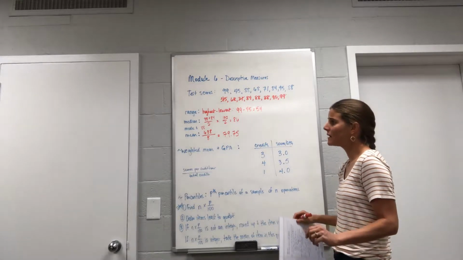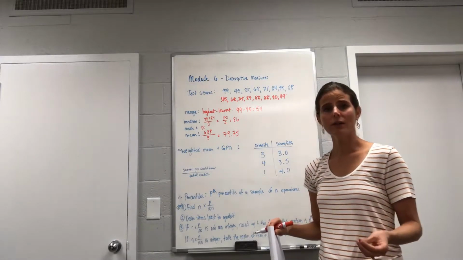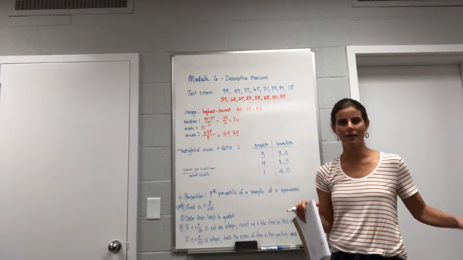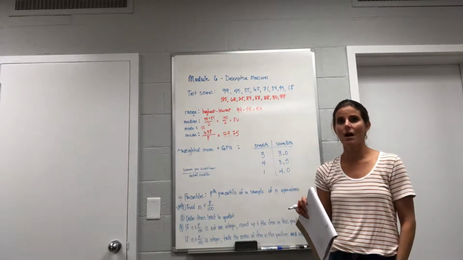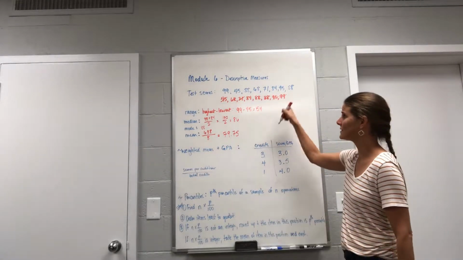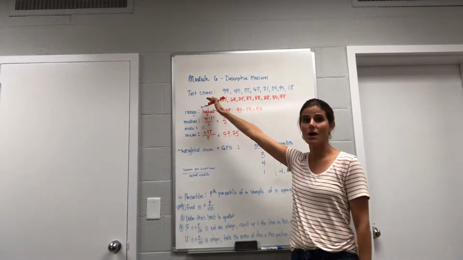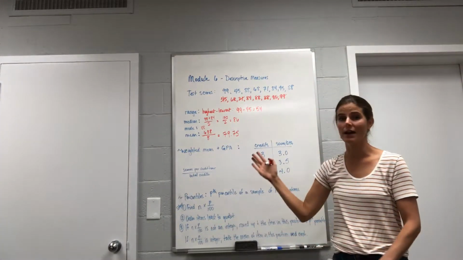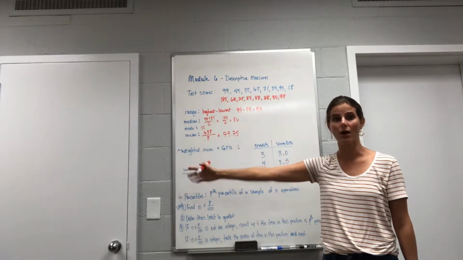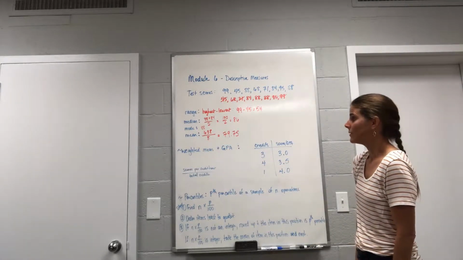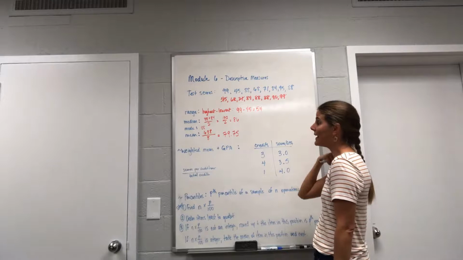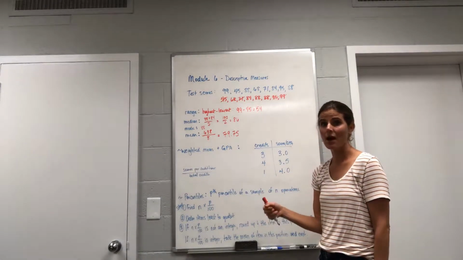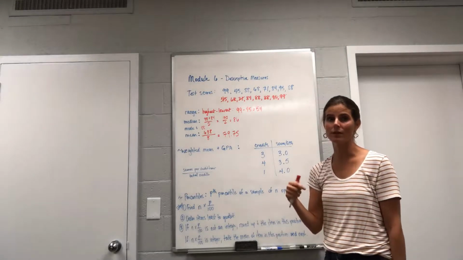Now, there are something called outliers in a data set. An outlier is kind of what it sounds like. It's something that falls outside of the general range of data. So like if I were looking at this data set and then I had a 0, 0 would be an outlier. That means most of my scores were between 45 and 99, and I just had that one that was way off. So that would be an outlier. If you have an outlier, it will affect your median and your mean, but it will affect your mean more than your median.